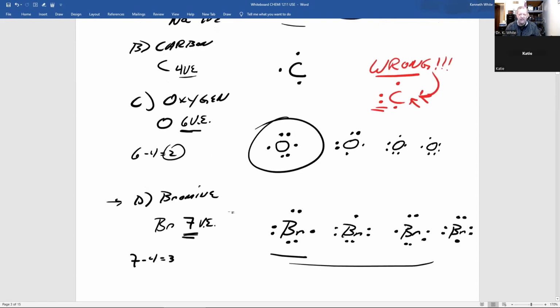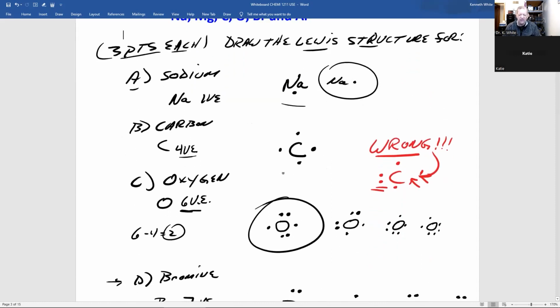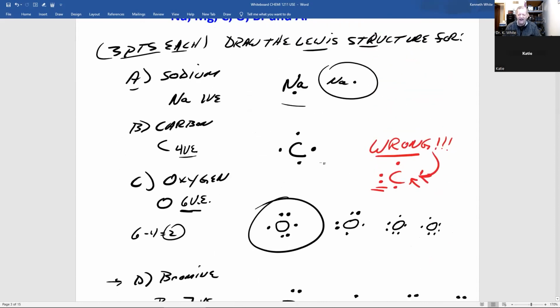So remember, Lewis electron dot structures show the valence electrons for an element. You take the chemical symbol and put 1 dot on each side, and then you double up. You can't have a side that's doubled up when you have a side with no dots, like I have here for carbon, wrong. And this is a skill you should have for test number 2.